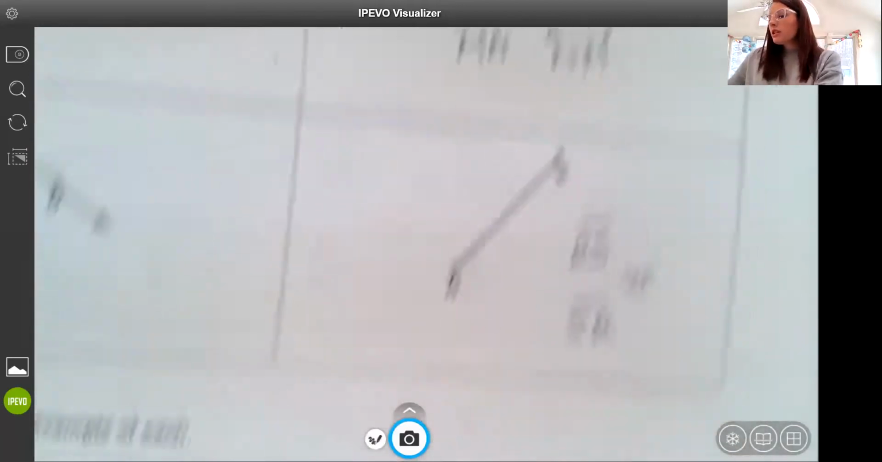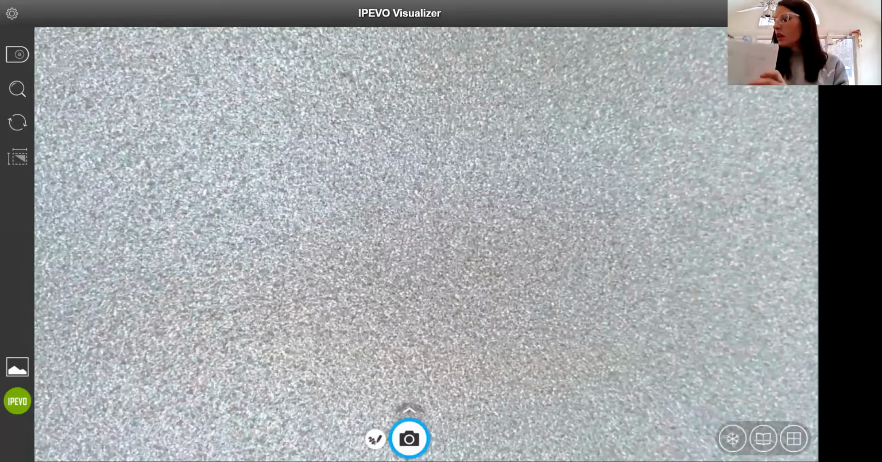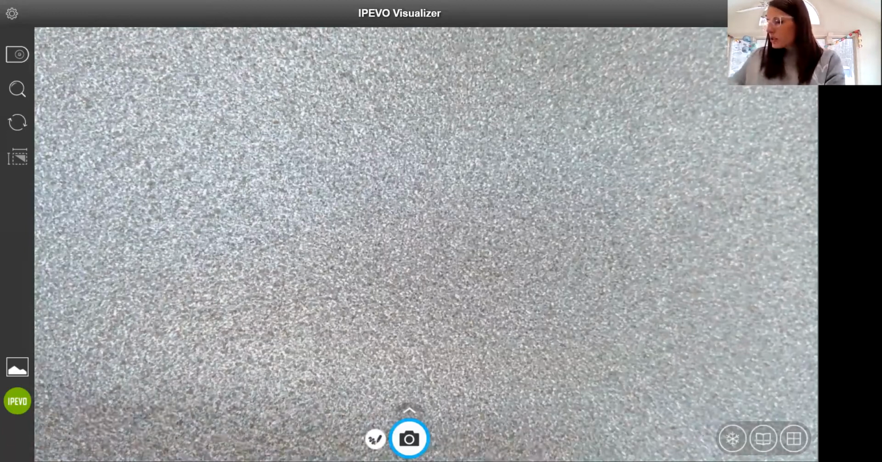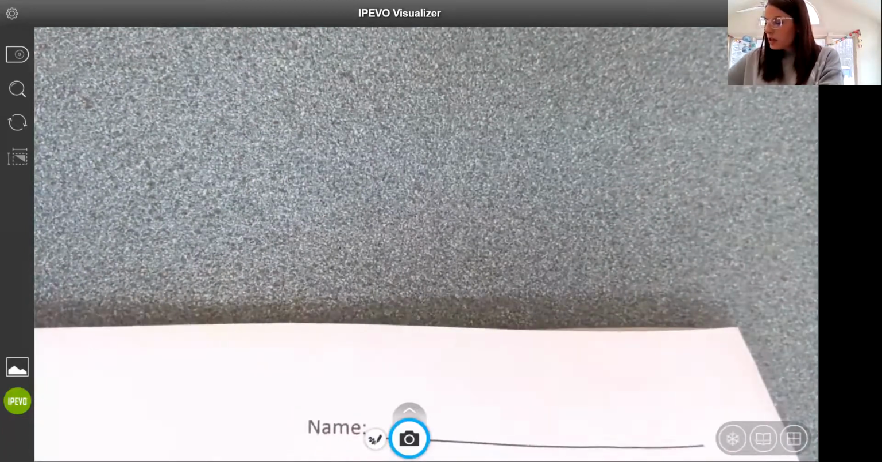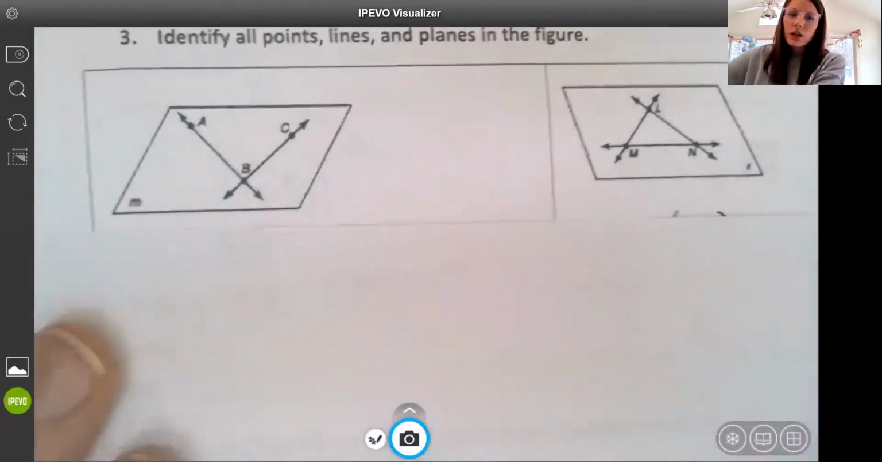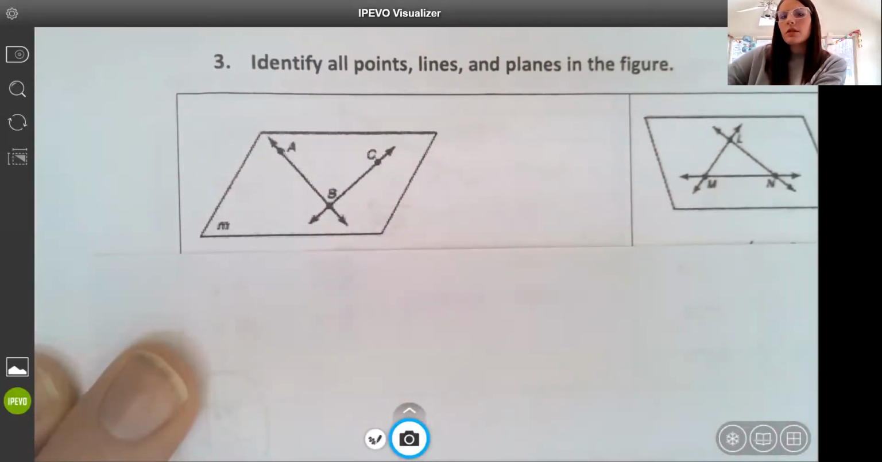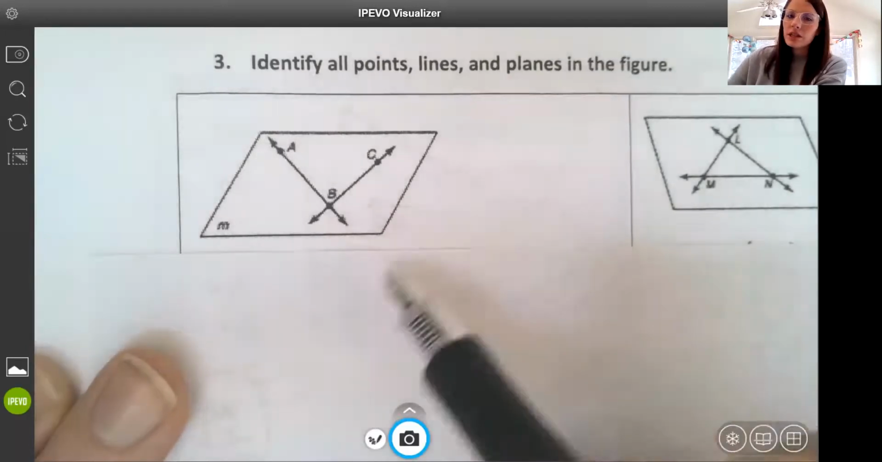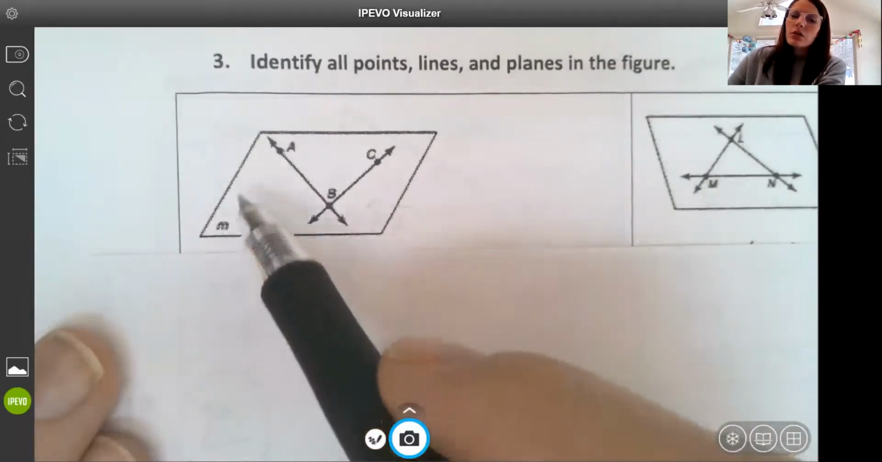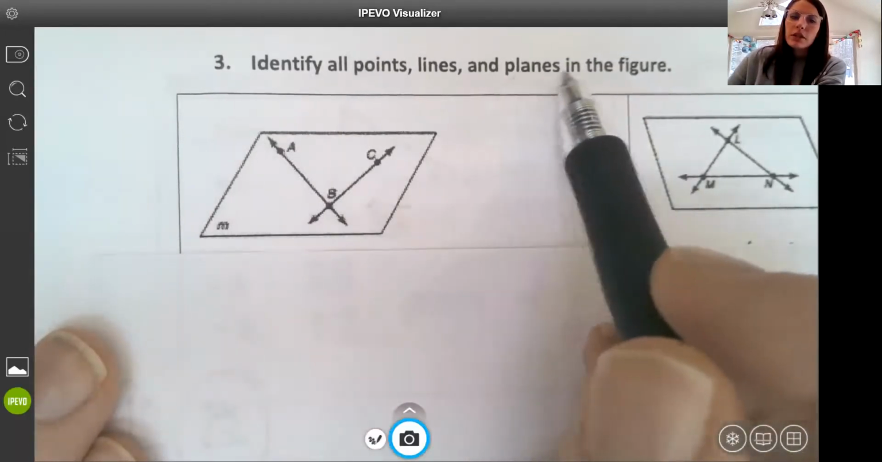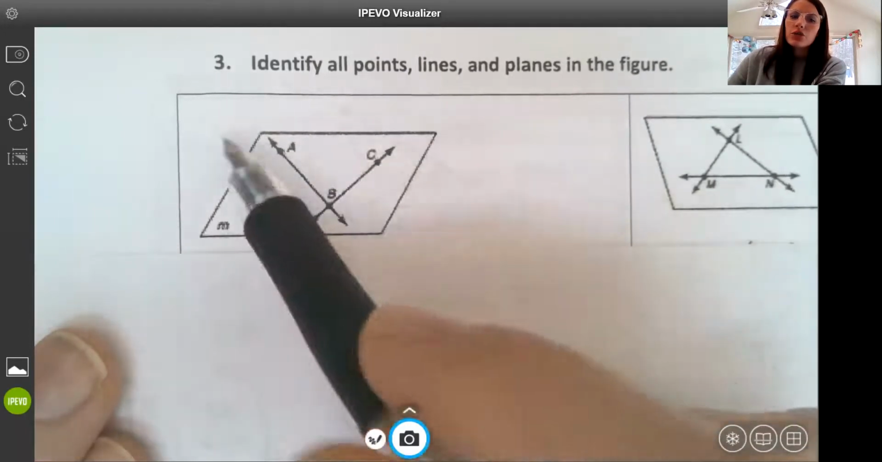Okay, so flip this page. So then we're going to be asked questions where we're just given a diagram. So here's our first diagram, and it says identify all the points, all the lines, and all the planes in the figure. So let's start with planes. I only see 1 plane drawn.